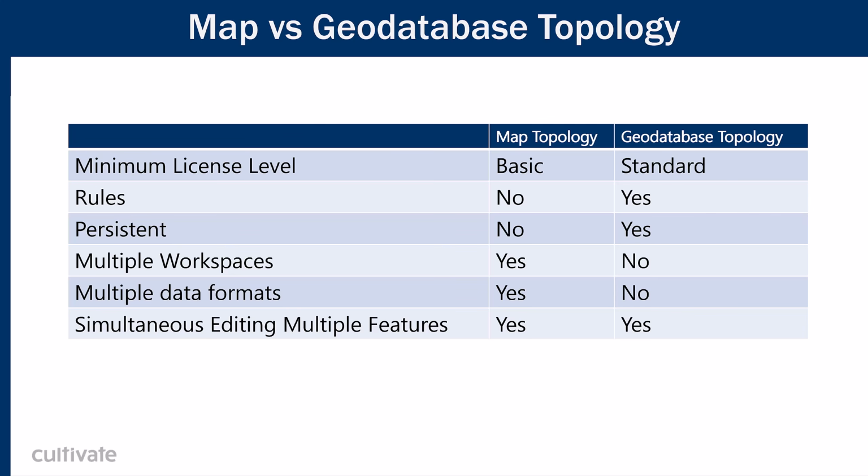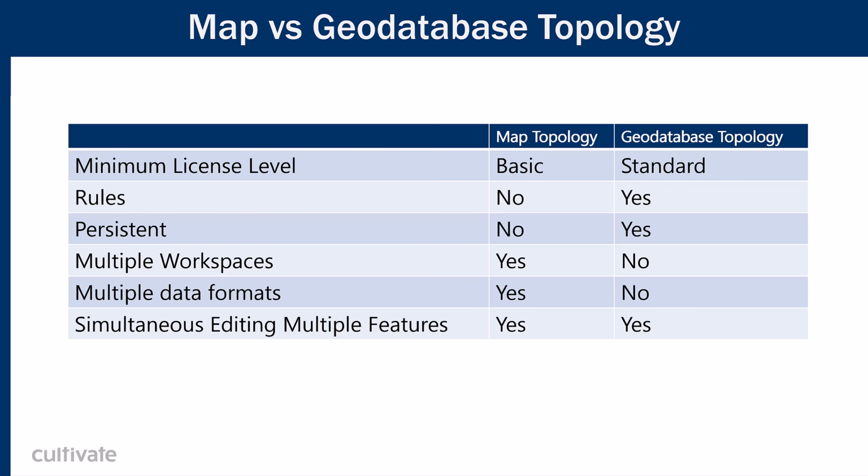Whereas a geodatabase topology requires you to have at least a standard or advanced license of ArcGIS Pro in order to edit the data within that geodatabase topology. Again, or in the new user model that Esri's released, you have to be a professional or a professional plus user in order to leverage a geodatabase topology.